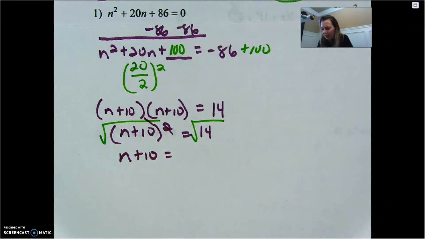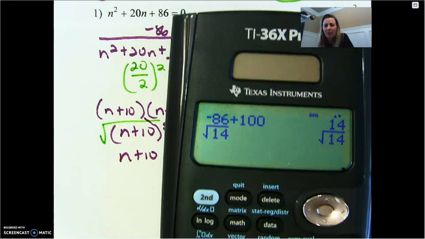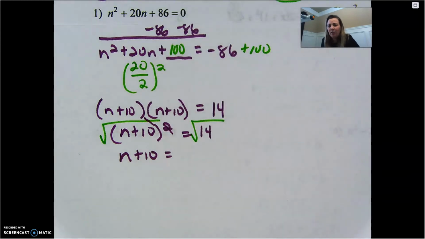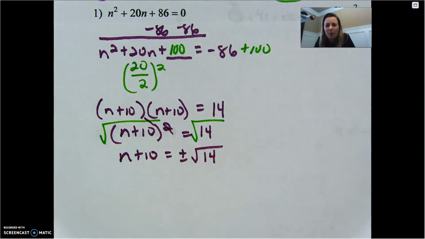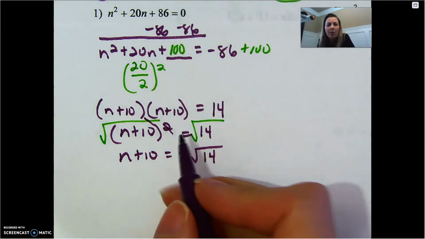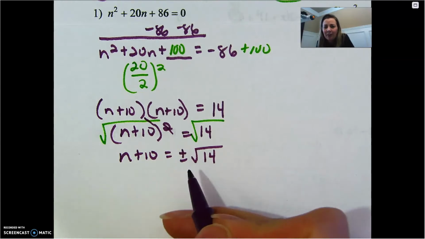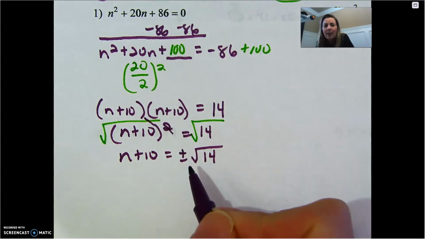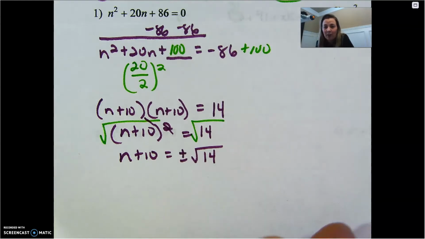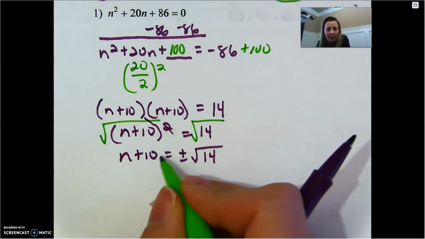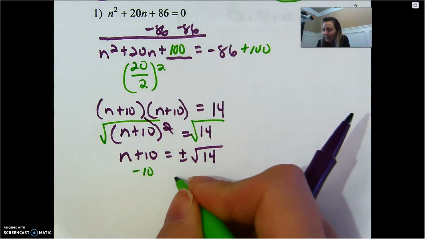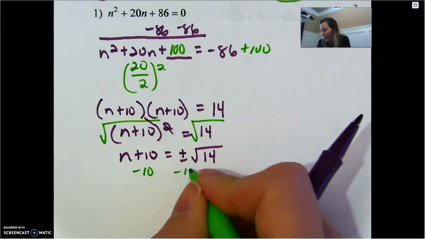Over on this side, the square root of 14 is just the square root of 14. So let's leave it. We don't want any decimals yet. We don't want to round too soon. Remember the plus or minus comes in because a negative times a negative, from that square, is also a positive. So we've got 2 options that'll both get you that positive number. We're trying to solve for n, so there's one more step left. What's the opposite of adding 10? Subtracting 10. What you do to one side, you do to the other.